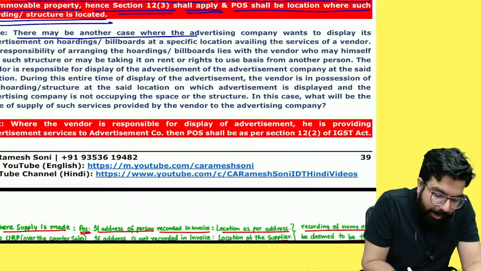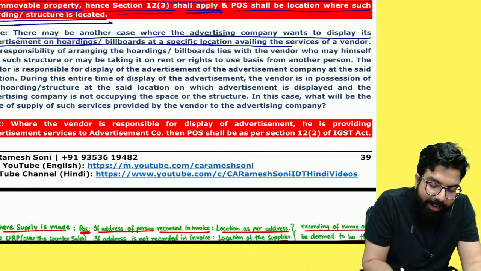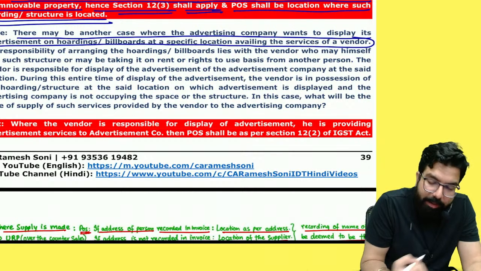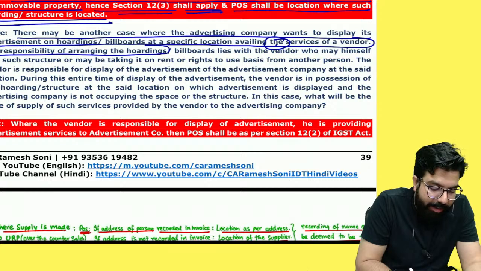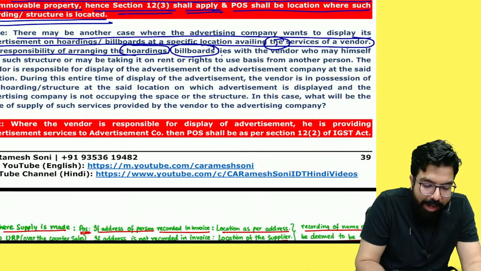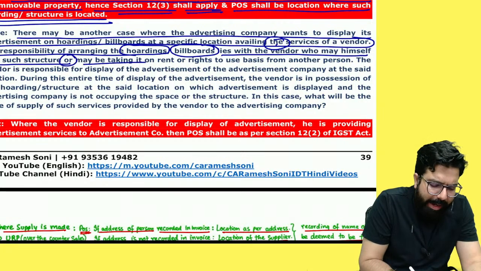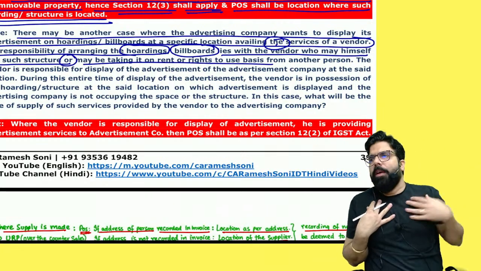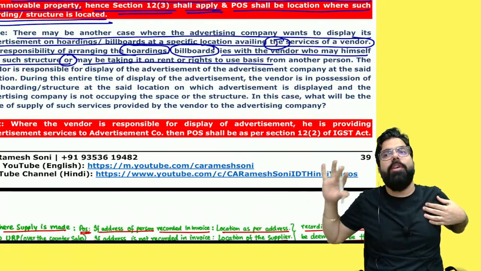There are many other cases where an advertisement company wants to display its advertisement on a hoarding at a specific location, with the services of a vendor. The responsibility of arranging the hoarding billboard lies with the vendor, who himself owns the structure or may take it on rent from someone. Might be you told me to do advertisement. I don't have a hoarding. Might be I will take the hoarding on rent from someone.